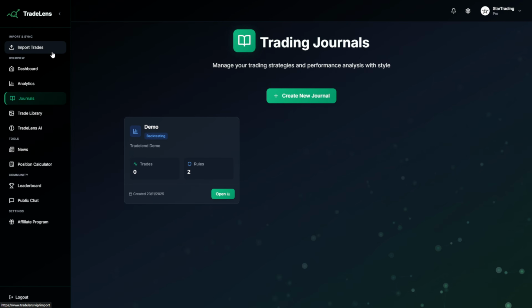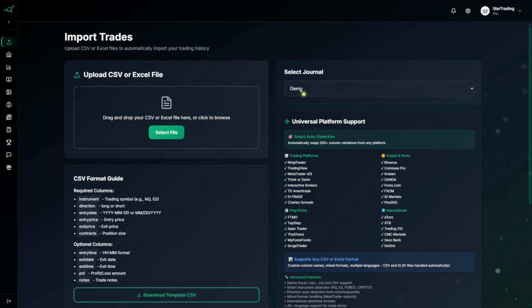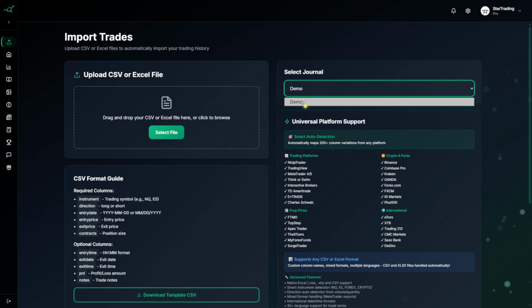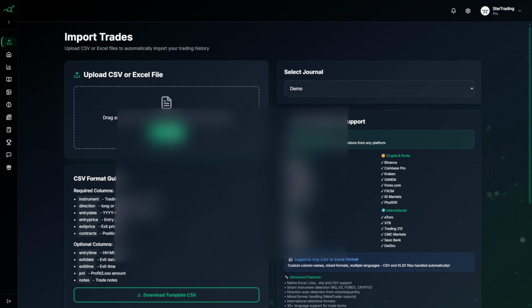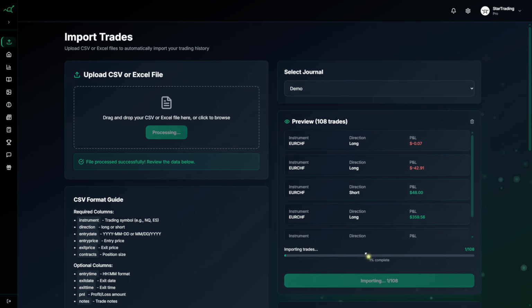What I want you to do now is go into the import trade section. So once you have arrived at this tab, and I'm going to quickly minimize it, I want you to select the journal that you're going to import the trades into. Now in TradeLens, you can have multiple journals, because whether you're backtesting, live trading, whatever it's going to be, TradeLens needs to know where all of the trades get imported to. Now in this case, it's just going to be the demo. And from here on, you basically just want to add your broker statement and click on import trades.